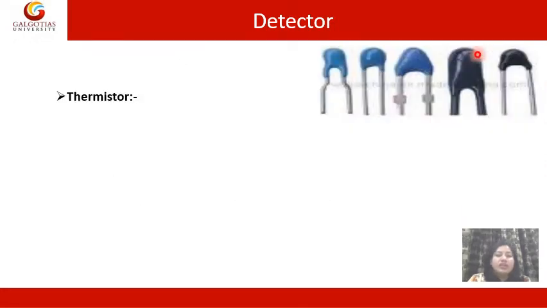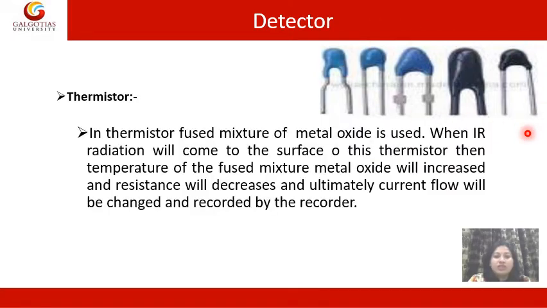Third detector is thermistor. In thermistor, a fused mixture of metal oxides is used. When the IR radiation comes to the surface of this thermistor, the temperature of the fused mixture of metal oxides will increase and resistance will decrease, and ultimately current flow will be changed and recorded by the recorder. Thermistor is opposite to the bolometer.